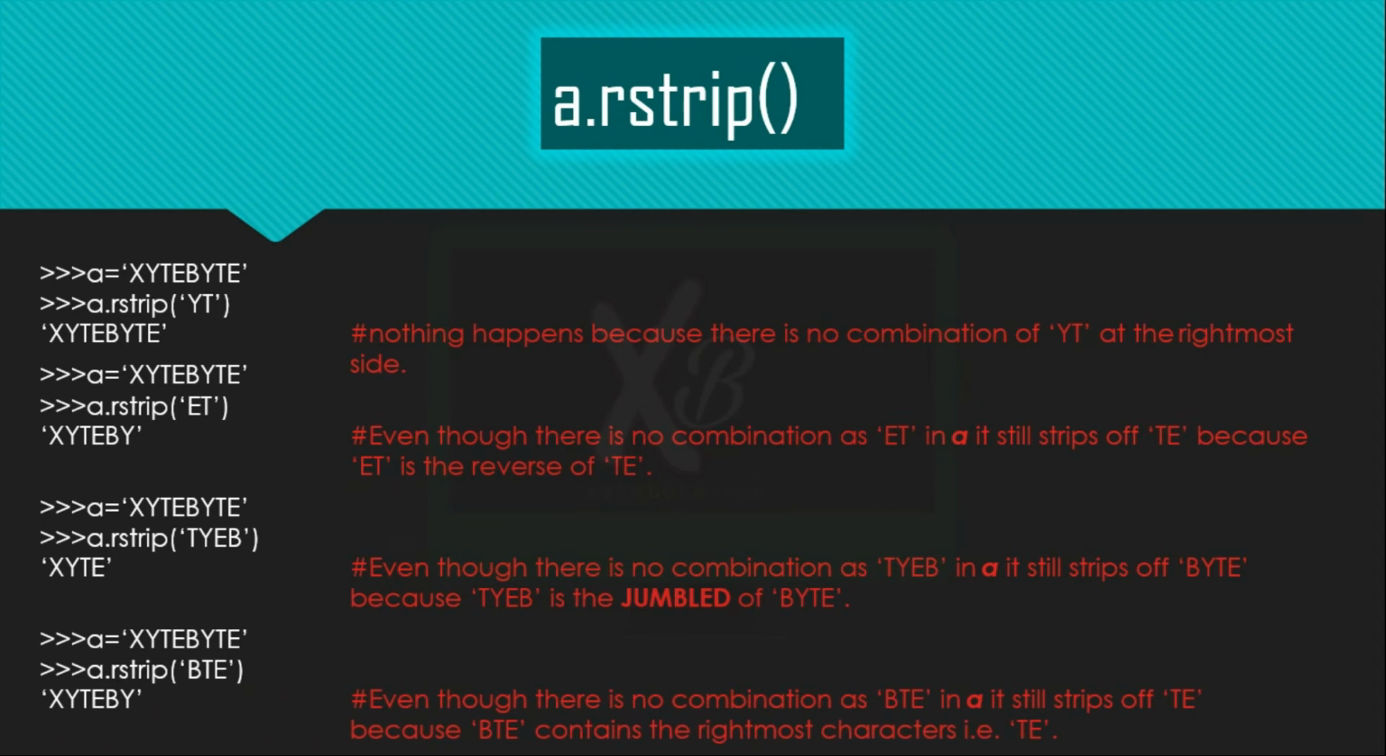Last example, a.rstrip("bte"). Now bte is not there at the right hand side, but we have te. Do we have te at the right hand side? Yes, we have te after y in byte. So what happens? te gets removed and excitebyxy remains there. Even though there is no combination of bte in a, it still strips off te because bte contains the rightmost characters, that is te.